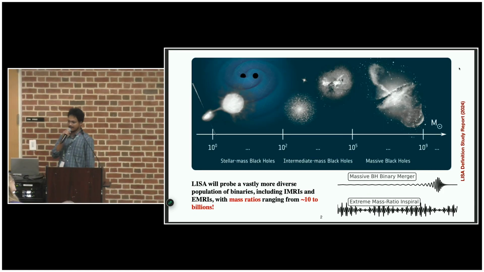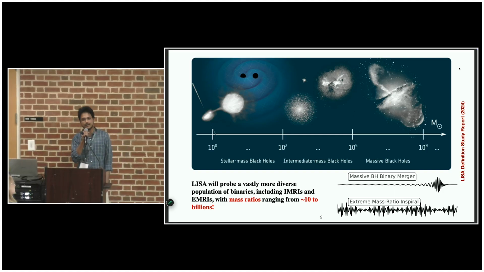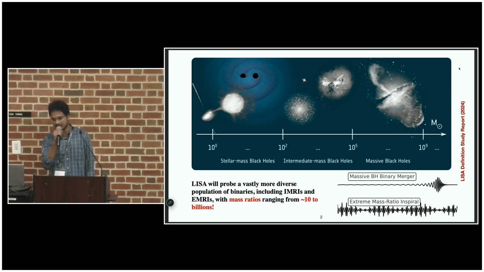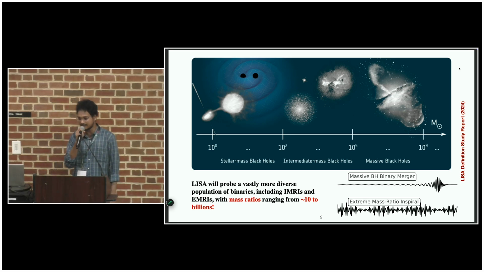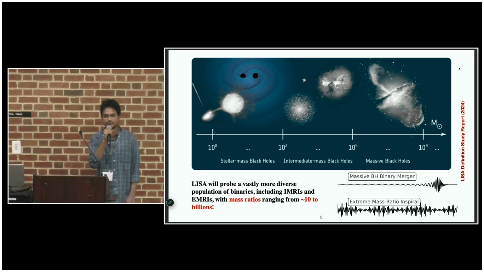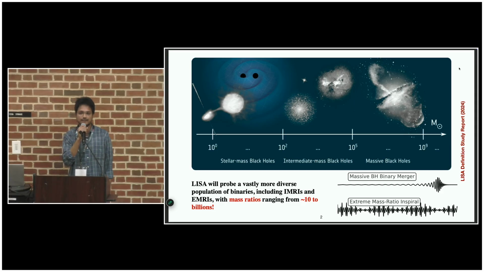So we know that LISA will probe a vast variety of binaries, like intermediate mass ratio inspirals, extreme mass ratio inspirals, with mass ratio ranging from 10 to billions. And we can do interesting science, both astrophysics and fundamental physics, but to achieve those scientific goals, we need to characterize the sources very accurately, and for that we need waveform models.